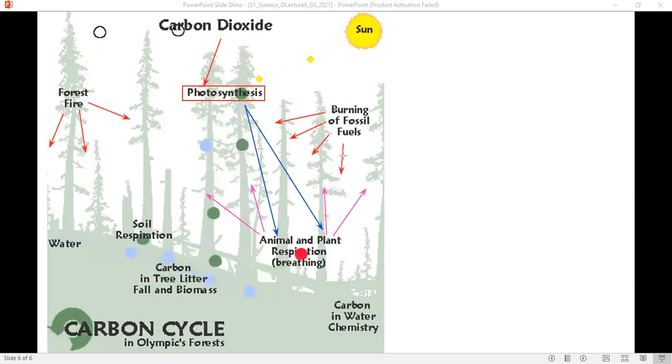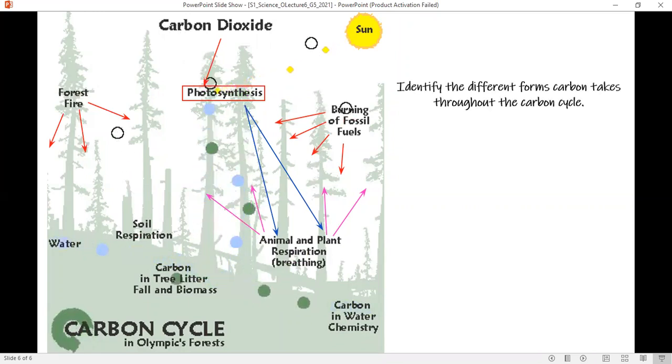Okay, let me add something. The decomposers, when animals and plants die, they will be decomposed by decomposers. So the carbon is entering the soil again and being used by the animals.